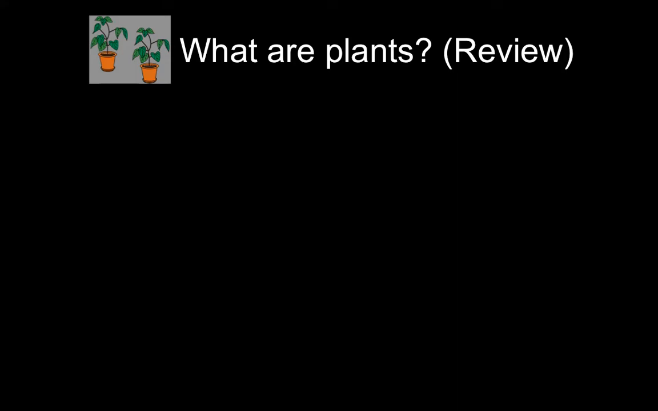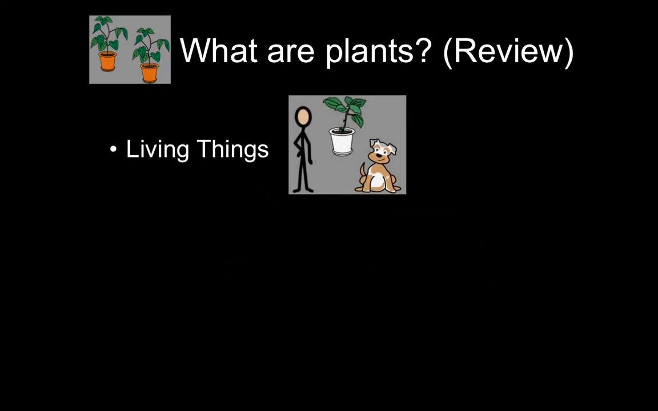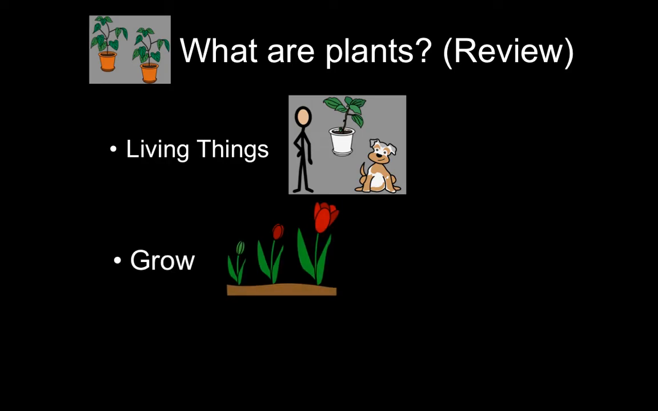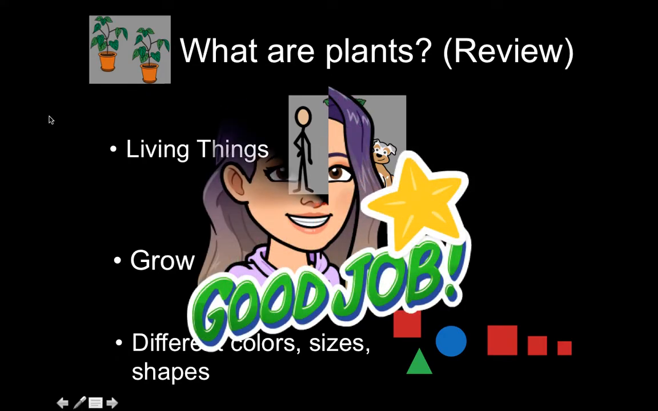What are plants? This is a review of something that we learned in February, so I'm going to give you a few seconds to think about what plants mean to you. What do you think of when you think of plants? What I think of when I think of plants are that plants are living things, just like people and animals. Plants grow, and plants come in all different colors, sizes, and shapes. If you thought of some of these things too, you did a great job.